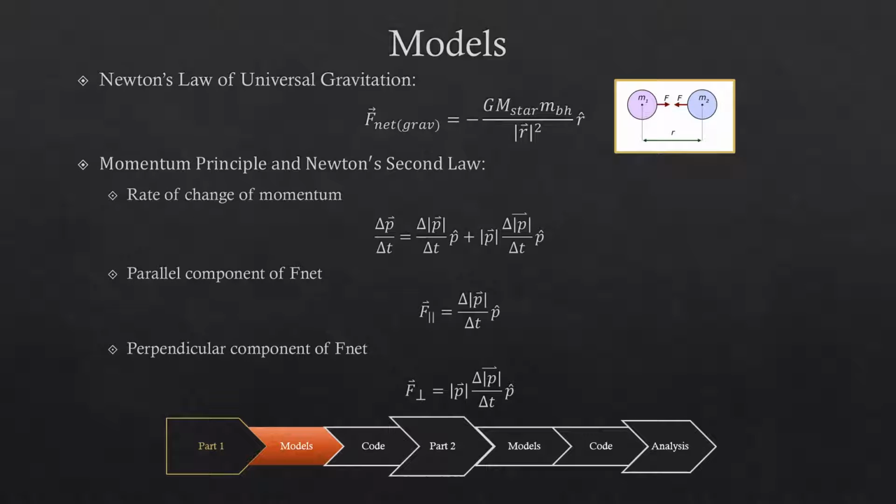We can use Newton's law of universal gravitation to solve for the black hole's mass, but we need to know the net force. To do this, the fundamental principles I used were the momentum principle and Newton's second law. The change in momentum equals Fnet times delta t, and Fnet can be split up into its parallel and perpendicular components. The derivative of this formula gives us the updated formula: dp/dt equals the parallel component, represented by a change in magnitude of the momentum times the direction of p hat, plus the perpendicular component, which is the change in direction times the magnitude.